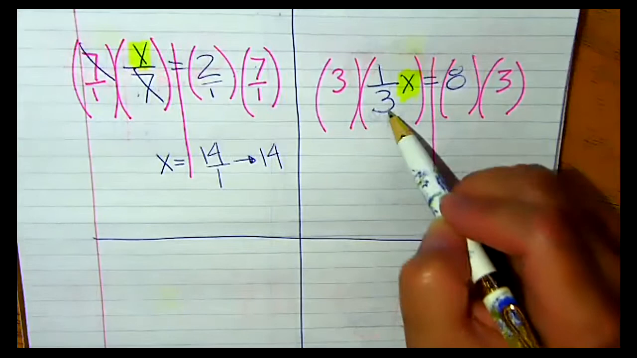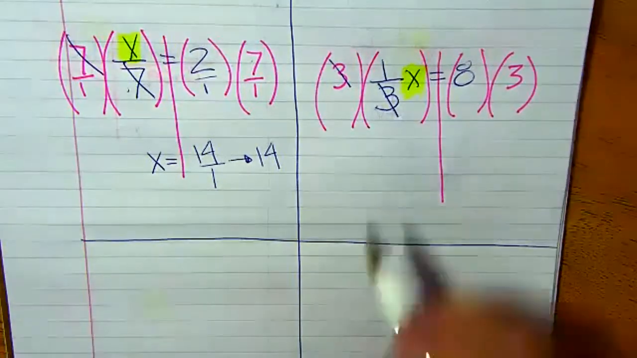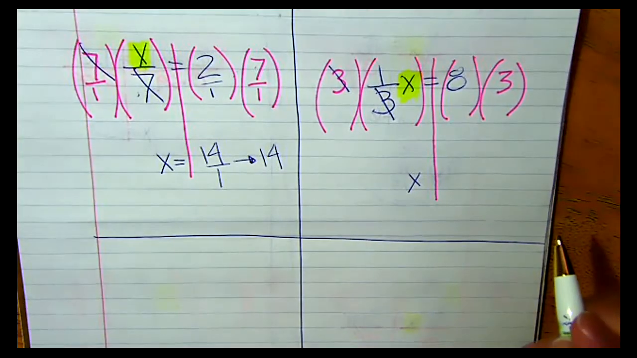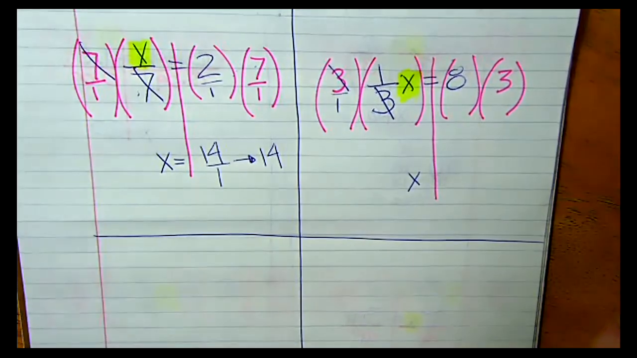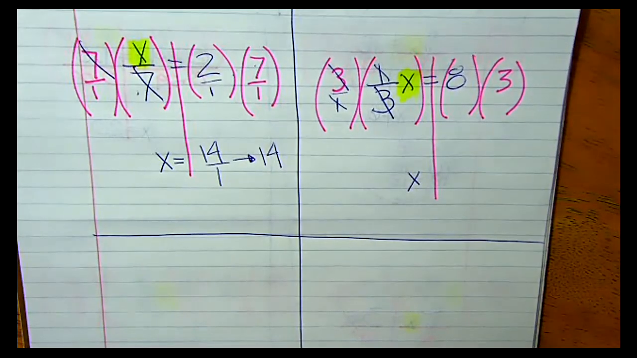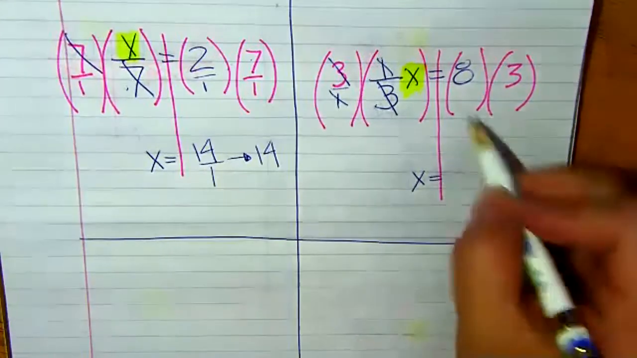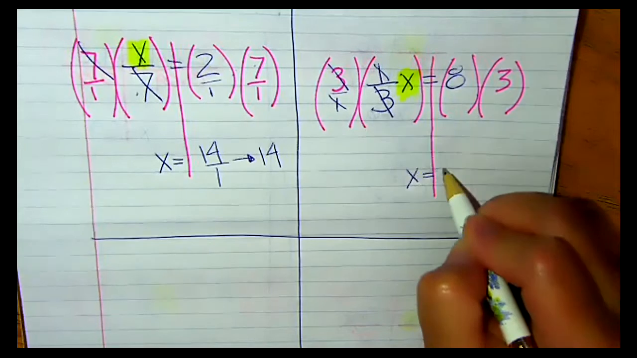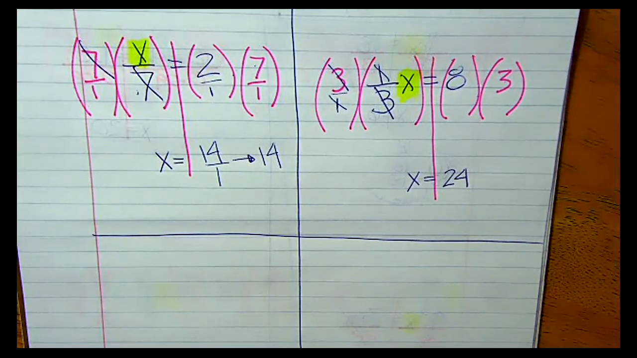So 3 divided by 3 is 1. They cancel. And 1x is x. Now, if it helps you, you can put this over a 1, and you can see that those 1's cancel. And I'm left with x. Now here, it's a basic multiplication problem. 8 times 3, 24. Yay!